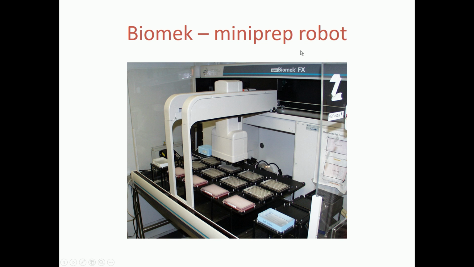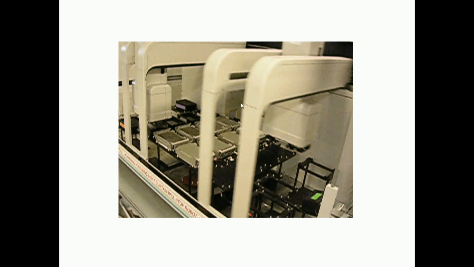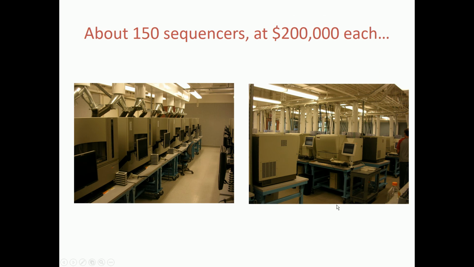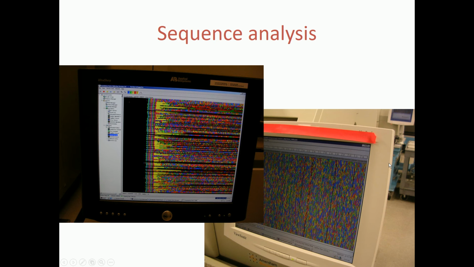So this is a mini prep robot, which means robots can work at an even larger scale. You can see here this is a PCR machine. PCR is called polymerase chain reaction, where you can amplify DNA. If you have very little DNA, you can amplify it in the tubes. These are all PCR machines. And there are about 150 sequencers here. These are all sequencing machines, and these are the computers giving the data in the form of chromatographs.